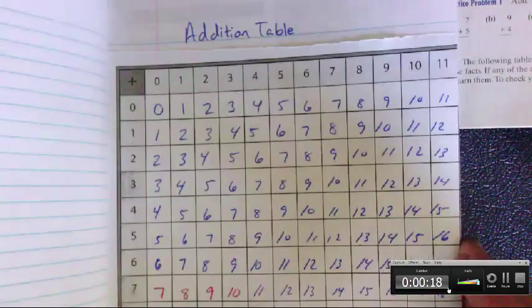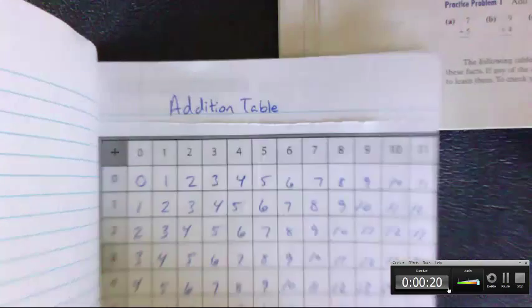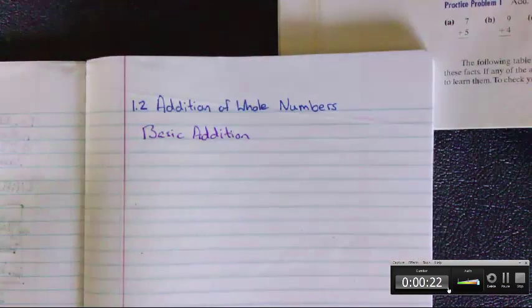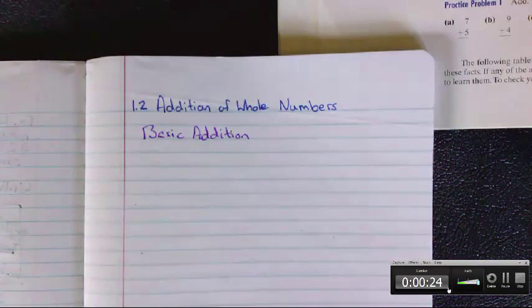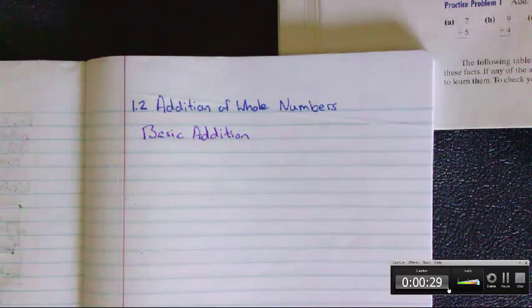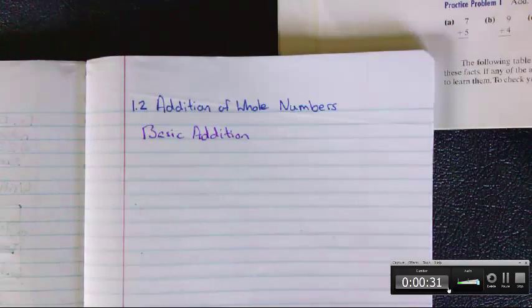These are all of your addition facts, guys. If you don't know those by now, you can count by your fingers, or you can reference that table. The table is there for you to reference if you need to. You should know your basic addition facts, but if not, that's what the table is in your book for.